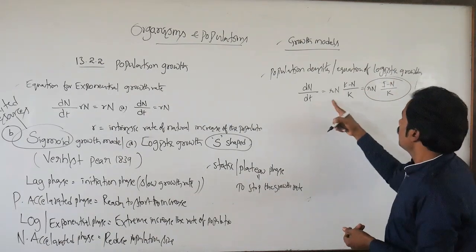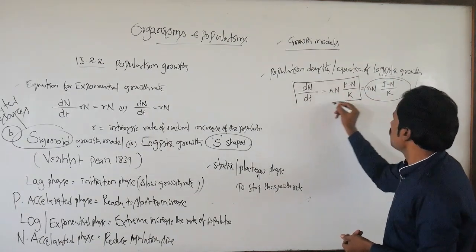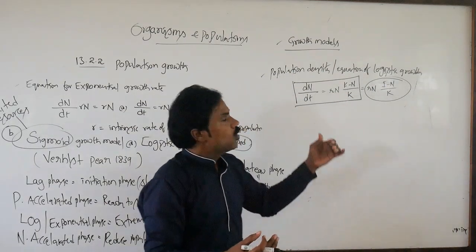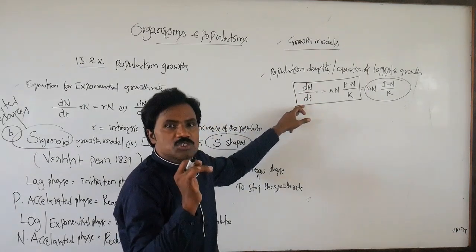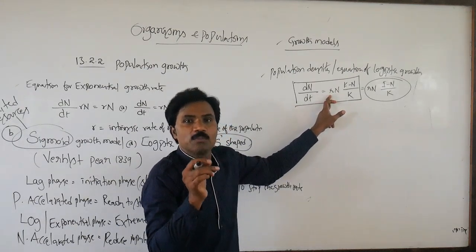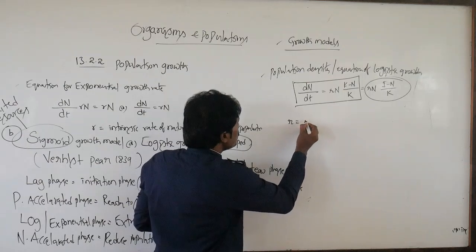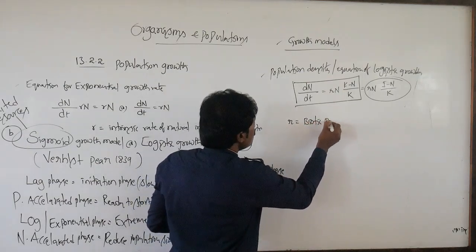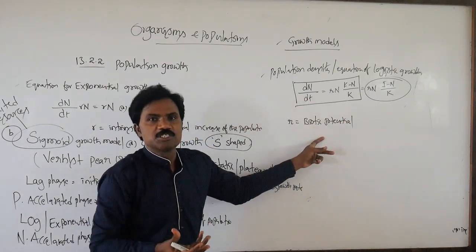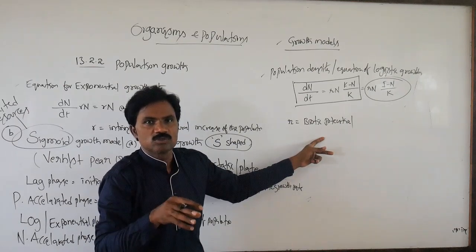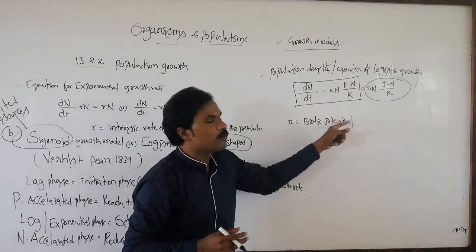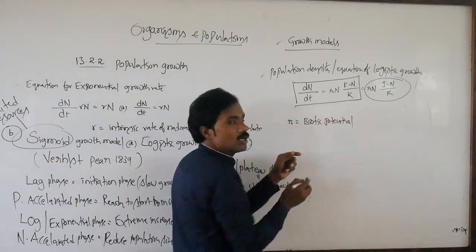According to the textbook they have given up to here, but it is also equivalent to this. But just now I said, what is meant by dN/dt? Changing population size. What is meant by r? Here, very important: biotic potential. Here r represents biotic potential, that means reproductive potential. Whenever there is reproductive potential and availability of resources, there is maximum multiplication of organisms.